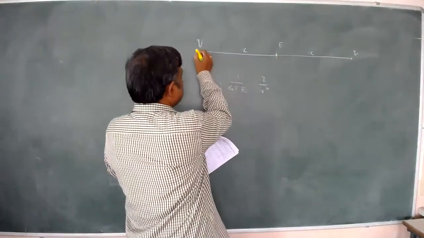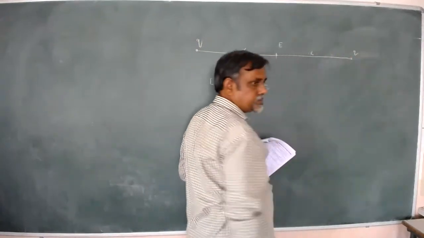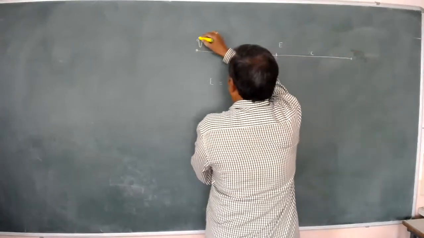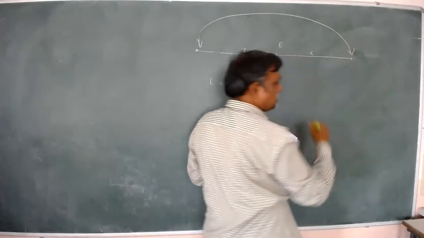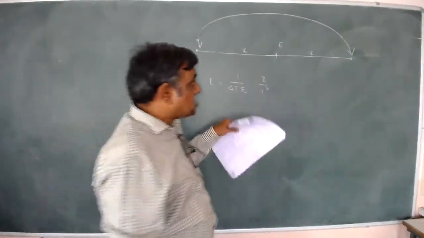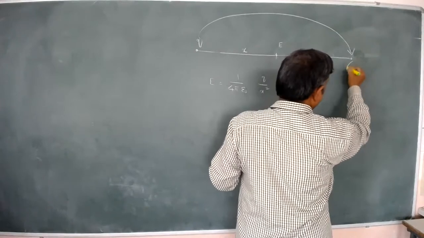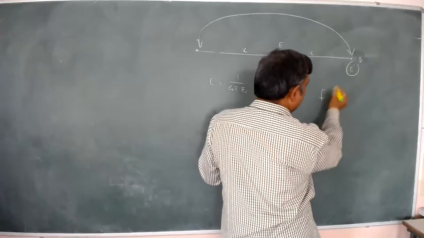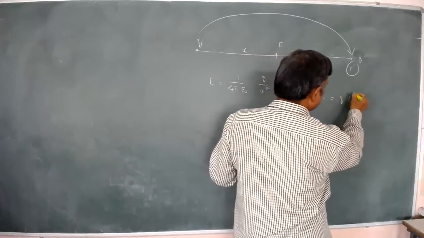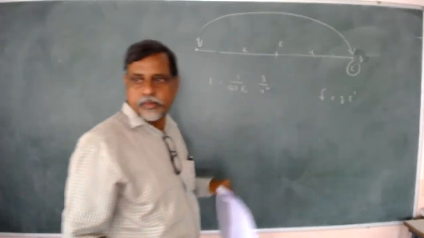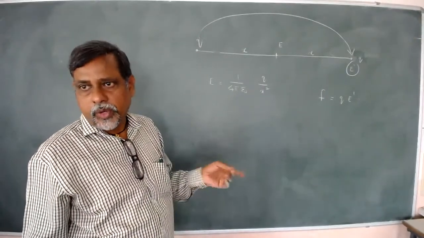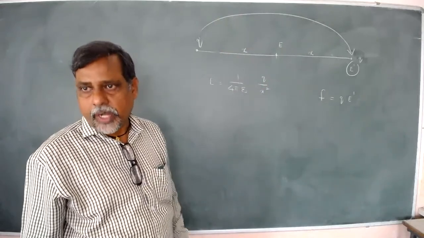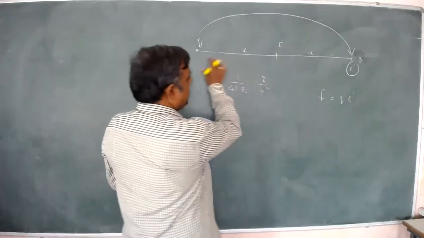So due to this, what will be the electric field from here? Forget about this field. What will be the field here due to this? Let that field be E dash. Now you are placing the charge Q over here. The force acting on this charge is Q into E dash. First of all, you have to write E dash.